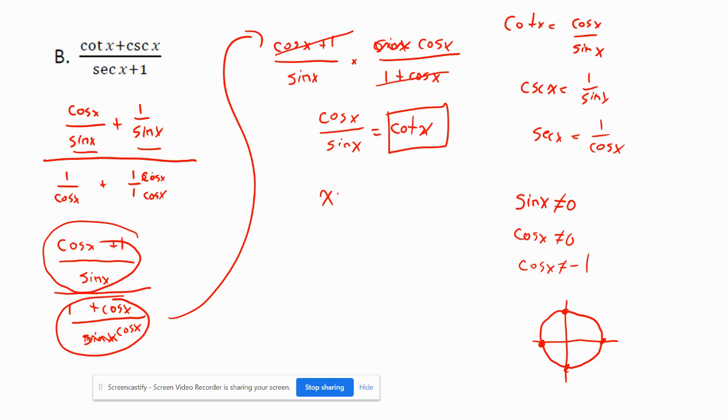So therefore, we have x cannot equal pi over 2n, where n is an integer. All right, hope that makes sense.